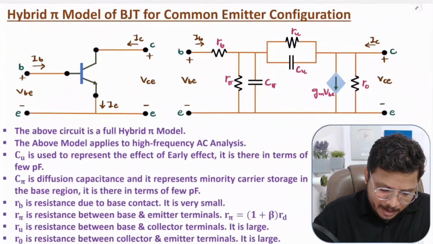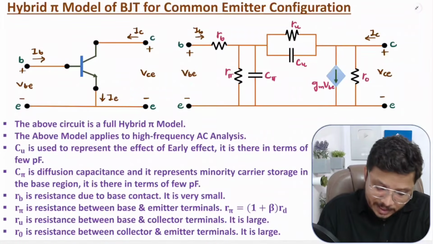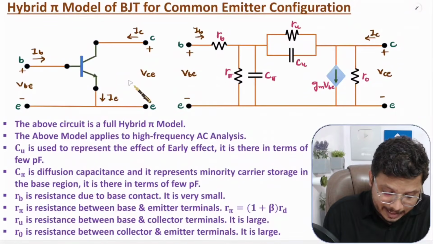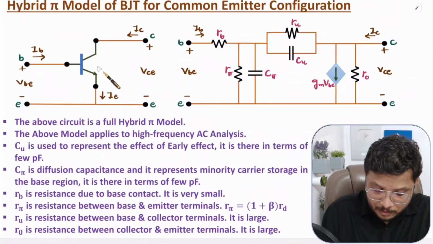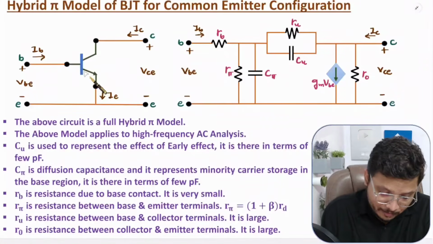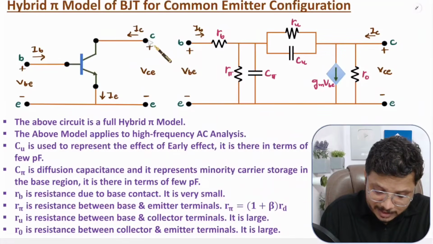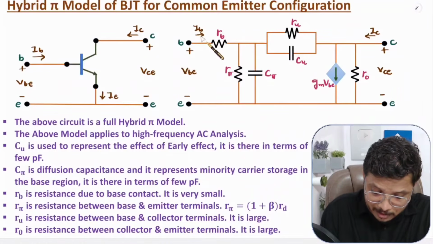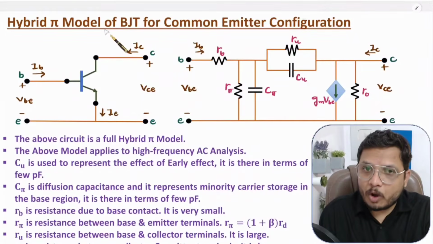Here you can observe we have the hybrid Pi model for common emitter configuration. This is the transistor where the emitter terminal is common to input and output, right? That's why this is a common emitter transistor, and this is the equivalent hybrid Pi model of this common emitter transistor. Input voltage is VBE. Output voltage is VCE. Input current is IB. Output current is IC, right? That is how we have the equivalent model in terms of the hybrid Pi model for common emitter configuration.